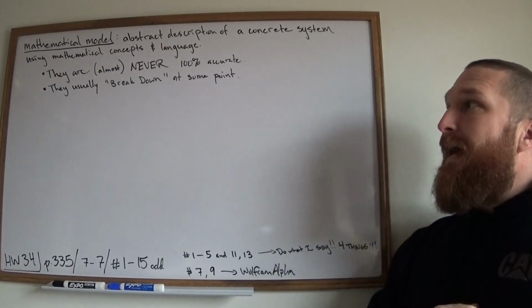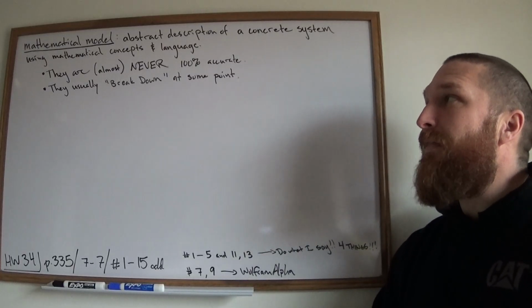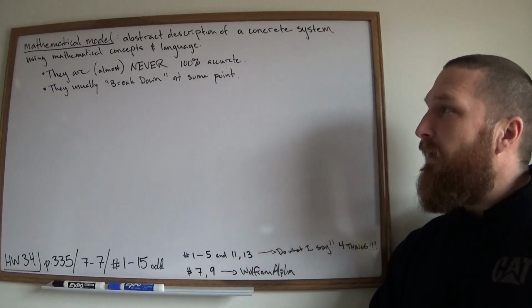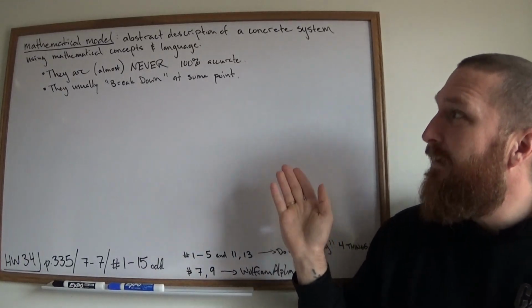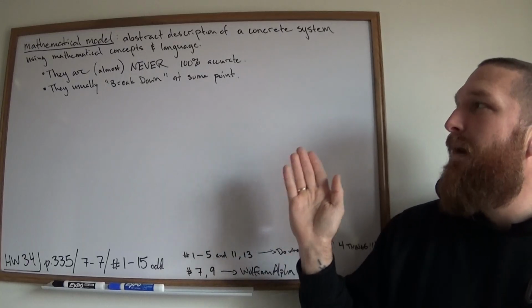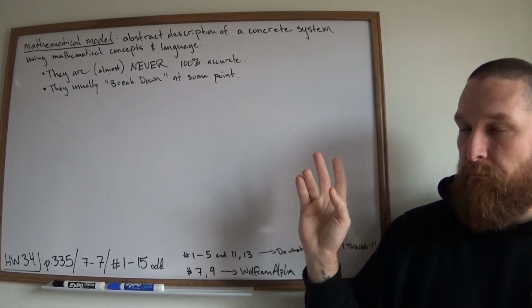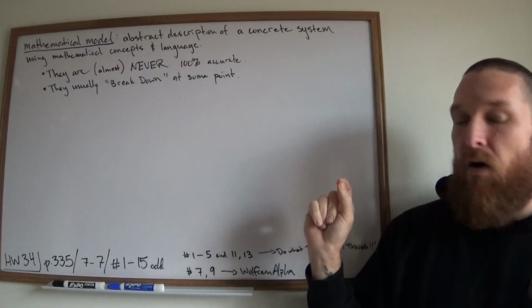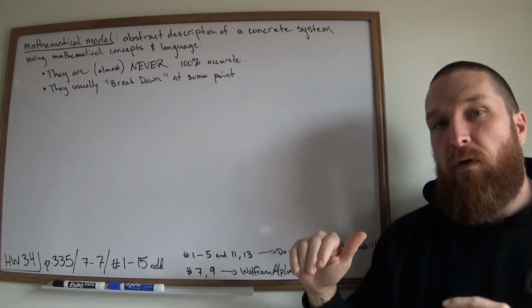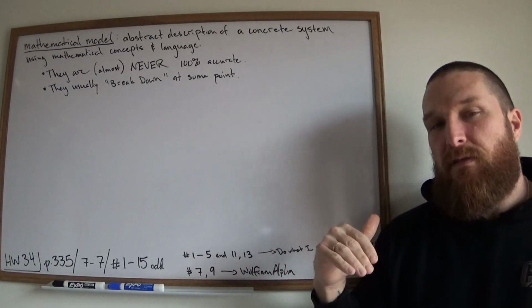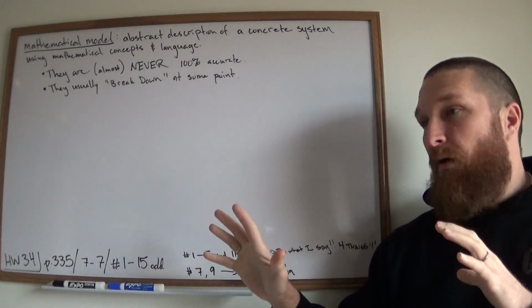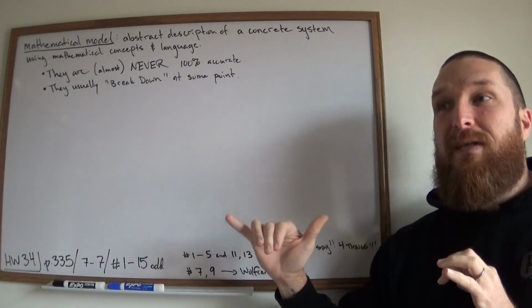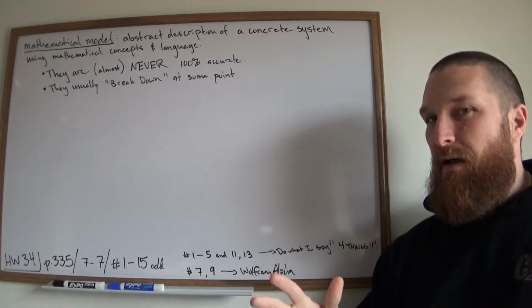The topic for today is mathematical models. A mathematical model is an abstract description of a concrete system using mathematical concepts in a language. Right now in our class, we're going to be using linear models. And that means there's going to be some phenomenon that we could use a line to describe.